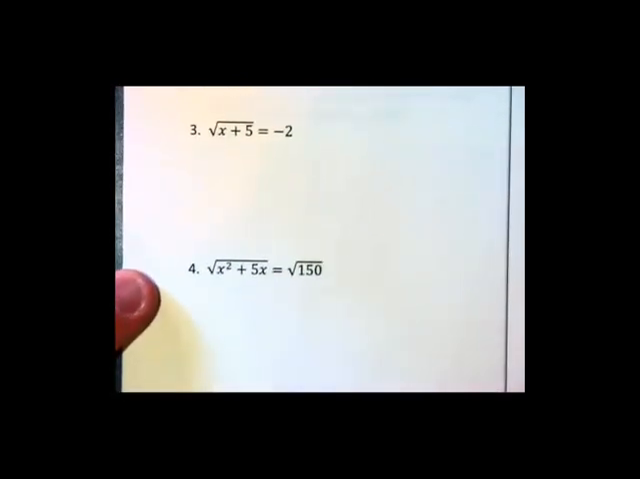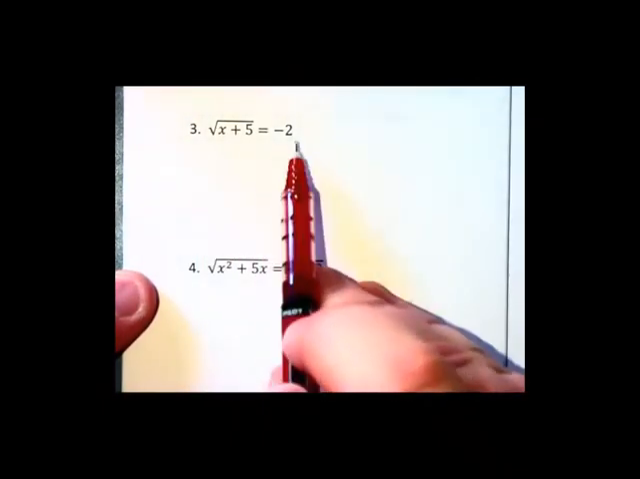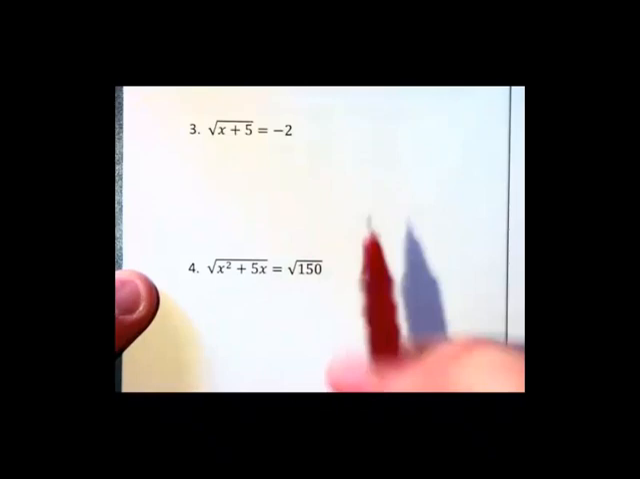Now, on number 3, I see something right off the bat. I see a square root equal to a negative. The left side is positive, the right side is negative. And so, right off the bat, I want to say no solution.